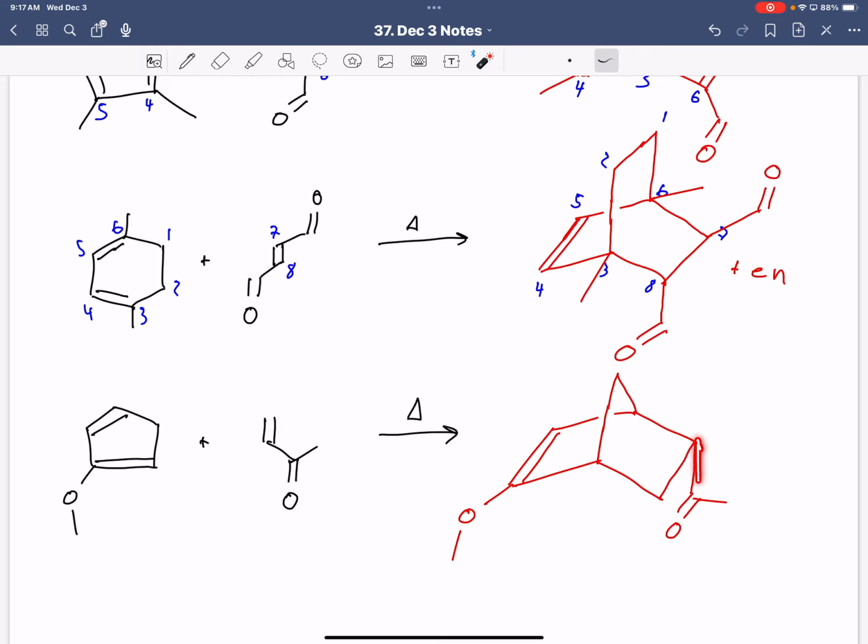And it's gonna go straight down to signify the endo product. Can you number? Sure. So I had to flip it around to match with the resonance.